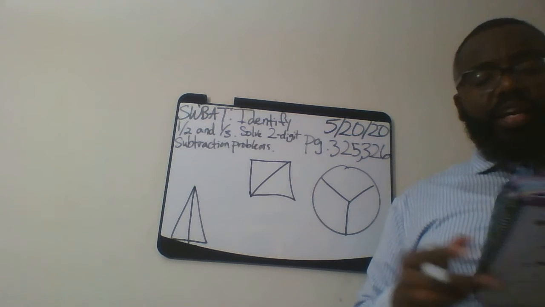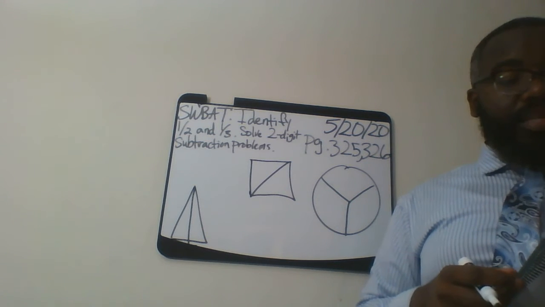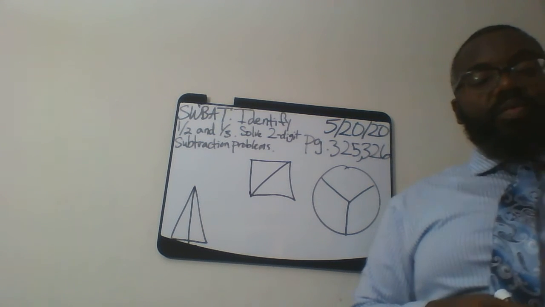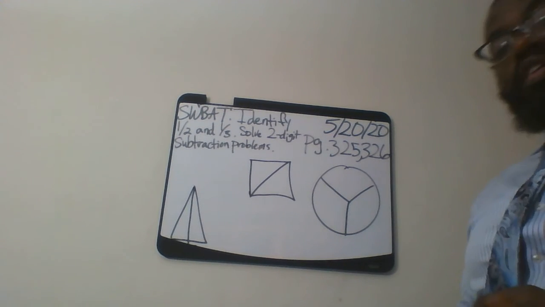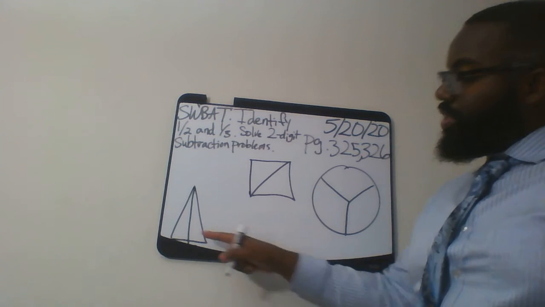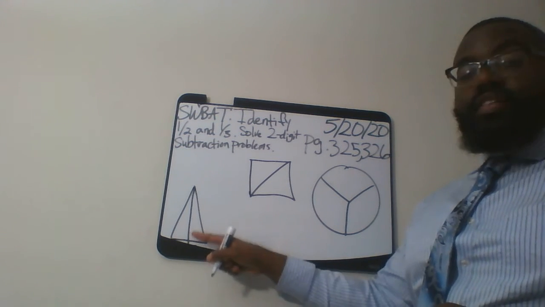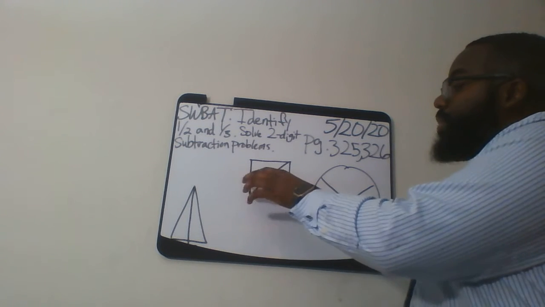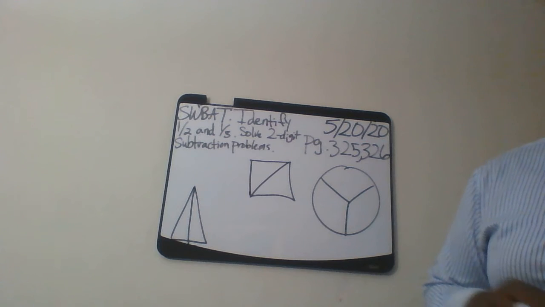Let's take a look at number 4. Number 4 says color the shapes that are divided into halves yellow. Color the shapes that are divided into thirds red. So halves means 2 sides, and thirds mean there are 3 sides. Notice this triangle right here, there are 1, 2. There are 2 sides, so this is a half. And what about the square? 1, 2. There's 2 sides. So you should color it yellow.